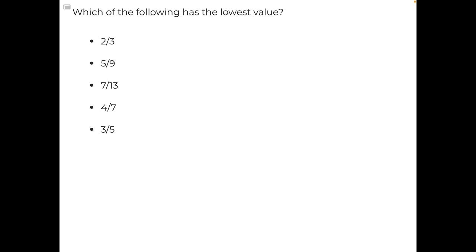Which of the following has the lowest value? For problems like these, usually the fastest and most effective method is to compare each of these fractions to their 1/2 equivalent. In this case, half of 3 would be 1.5, half of 5 would be 4.5, etc.